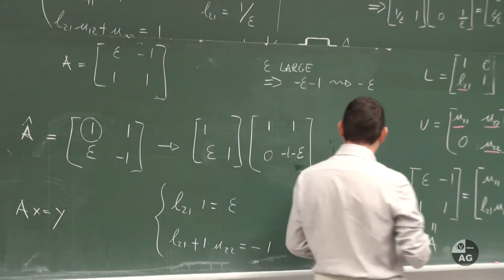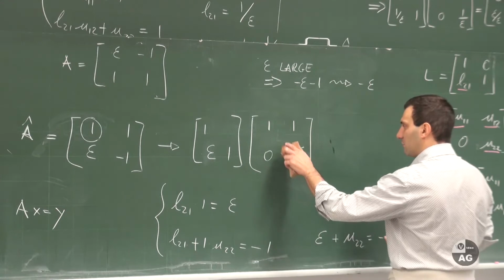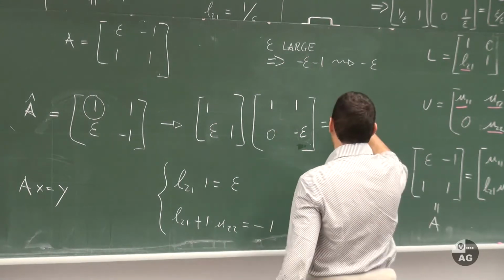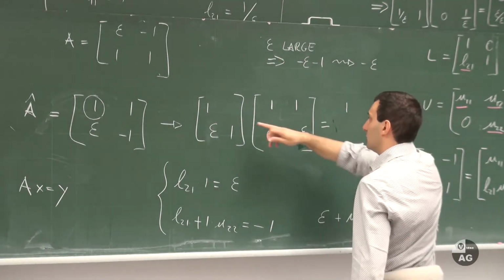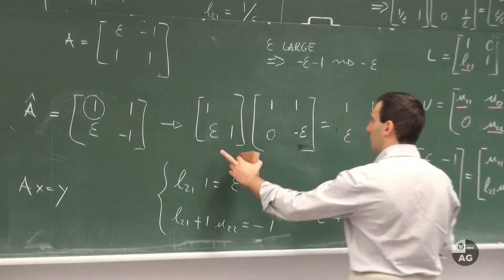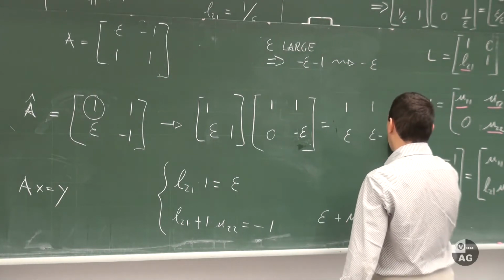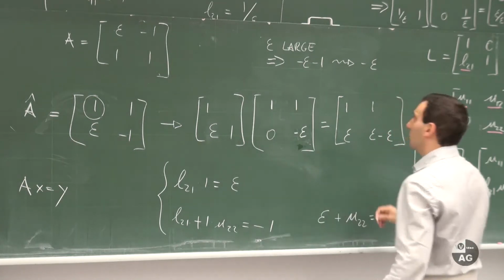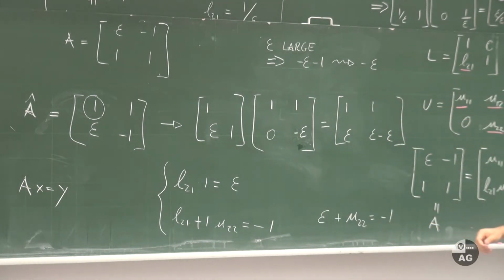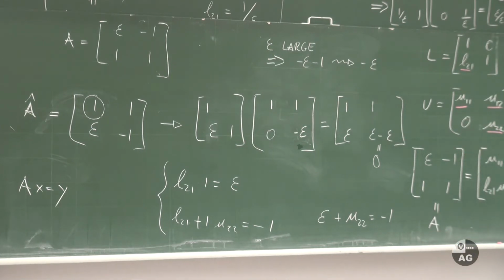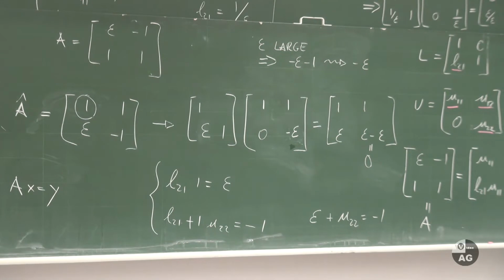All right, let's see what happens. So instead of minus 1 minus epsilon, we have that. So this is a 1. This is also a 1. This is an epsilon. And this is an epsilon minus epsilon, so it's a 0. Is that correct? So this is a 0 now. Yeah, so we are in trouble again.